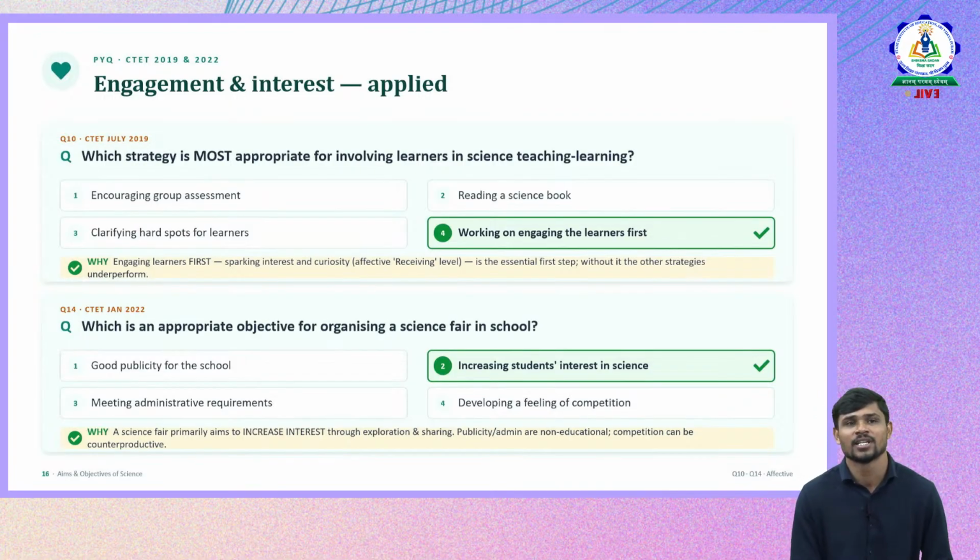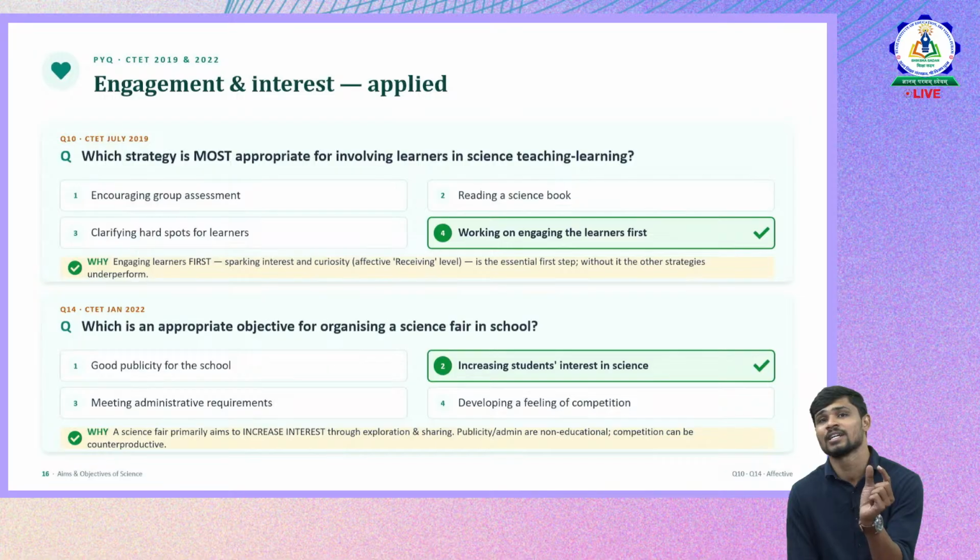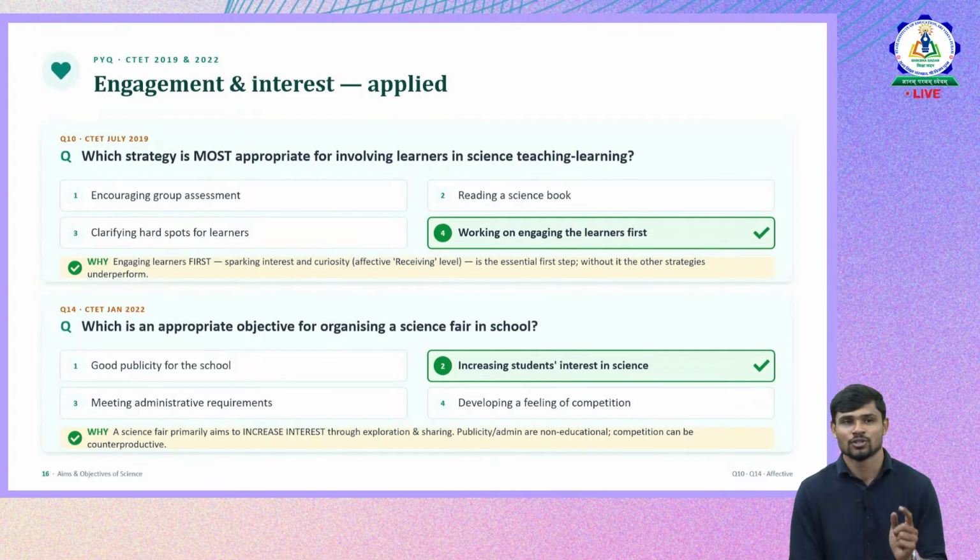So for example, we can see a few questions from previous years. Which strategy is most appropriate for involving learners in science teaching? So they are asking what is most important for involving learners. If you can see the options: encouraging group assessment, reading a science book, clarifying hard spots for learners, then working on engaging the learners first. So what will be most suitable here? Most appropriate for involving learners. Involvement. So we can directly connect to the fourth one.